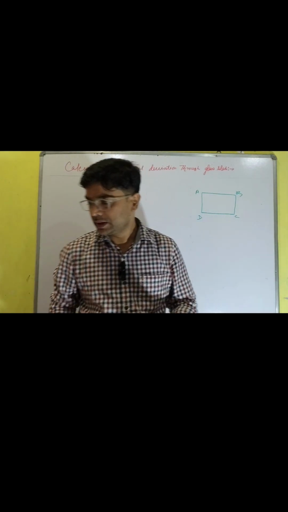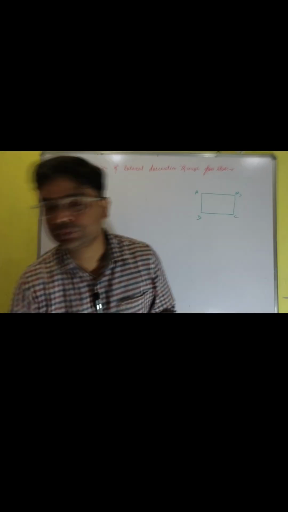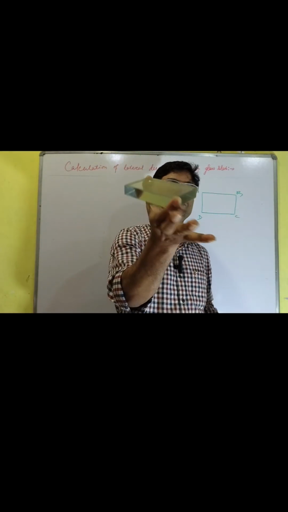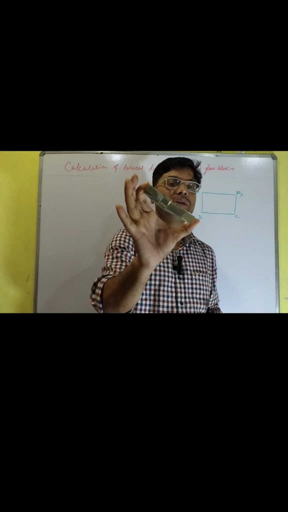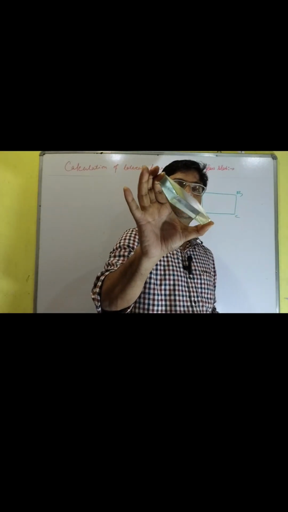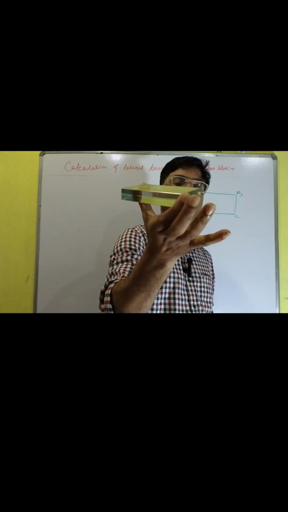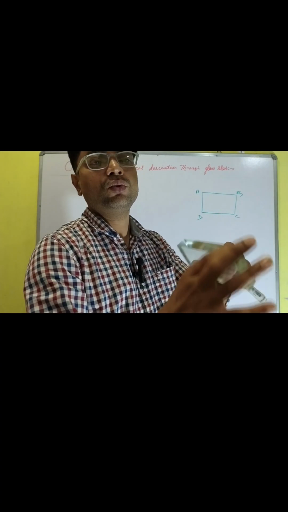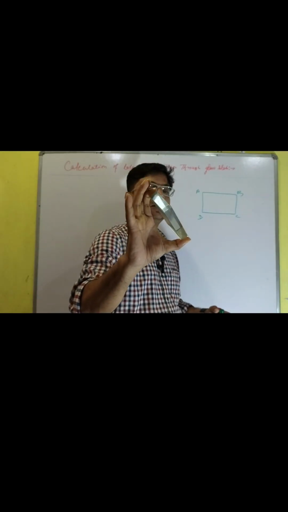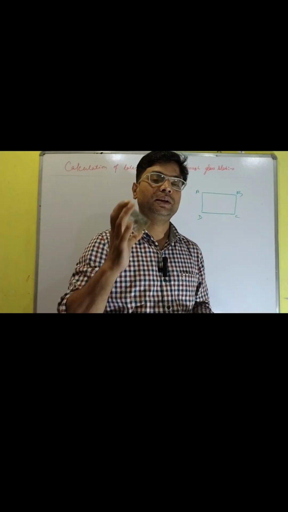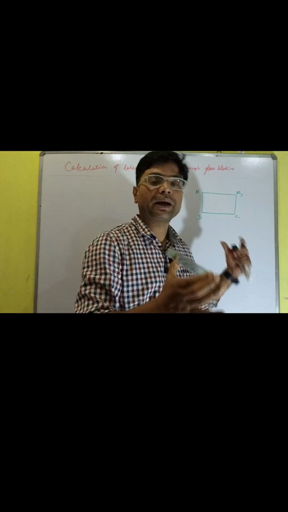What is a glass slab? I will show you. Here is a glass slab. Look at this. This is a rectangular glass slab. It is a transparent medium of glass. It means light will pass through this glass slab, so reflection of light is related to this practical.